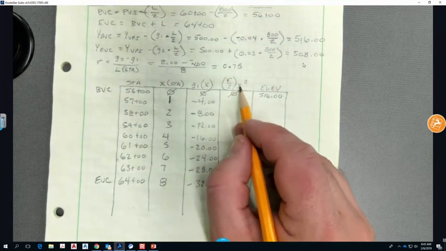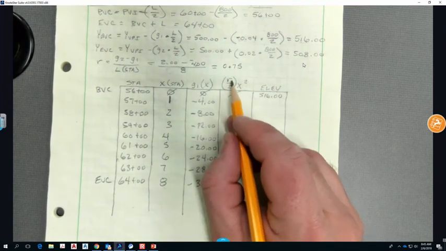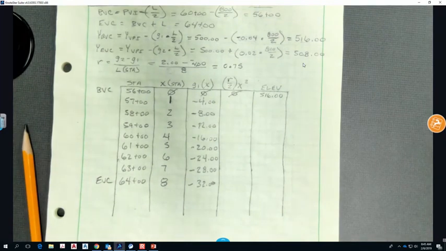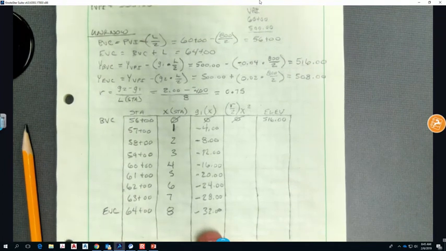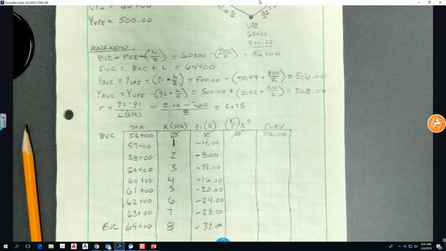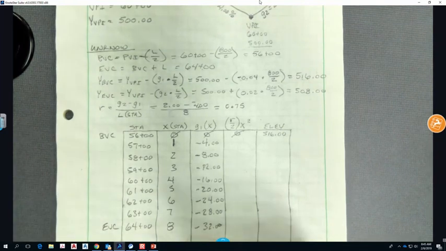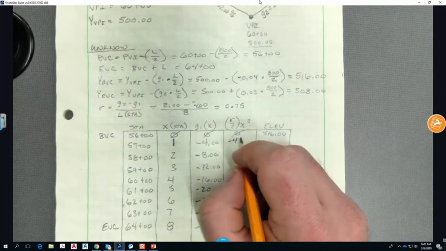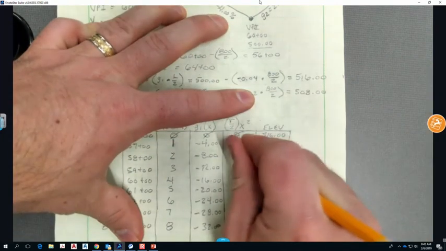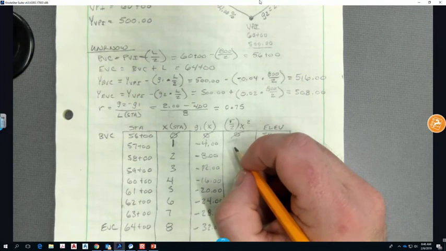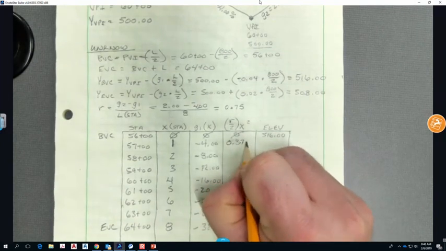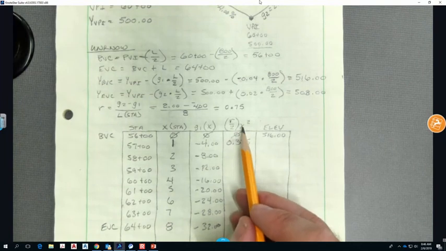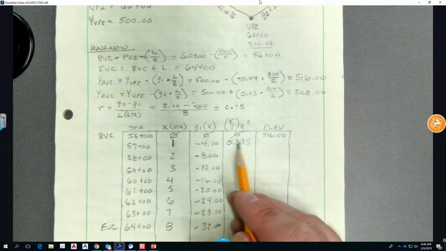Okay, so we figured out R, we know what R is, times X squared. So what is R divided by 2 times X squared for 57 plus 00? Say that again. Negative 0.375? No, it's a positive. There's no negative on it. It's 0.375. Why is that a positive number? Because your R is positive. It's a sag curve, and R is positive and X is positive, right? So there's no negative there. In the last example, there was a negative number over in here. Okay?